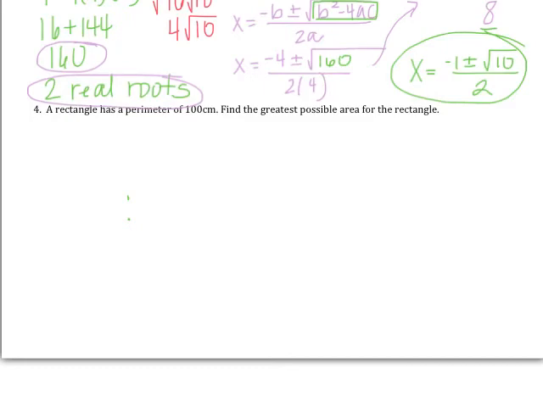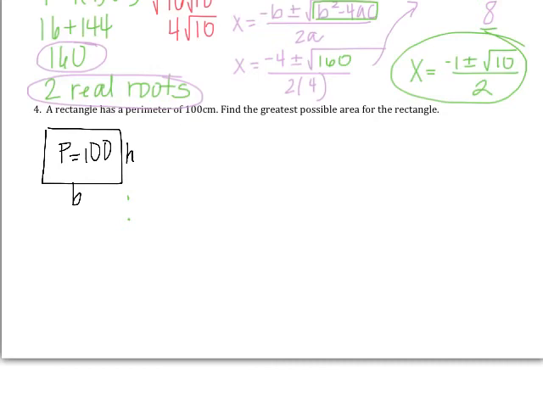Okay, the last problem on this page talks about a rectangle and its perimeter. So a rectangle has a perimeter of 100 centimeters. Find the greatest possible area for the rectangle. So let's draw a picture first. Here's my rectangle. I have a perimeter of 100. Let's call this the base and the height.